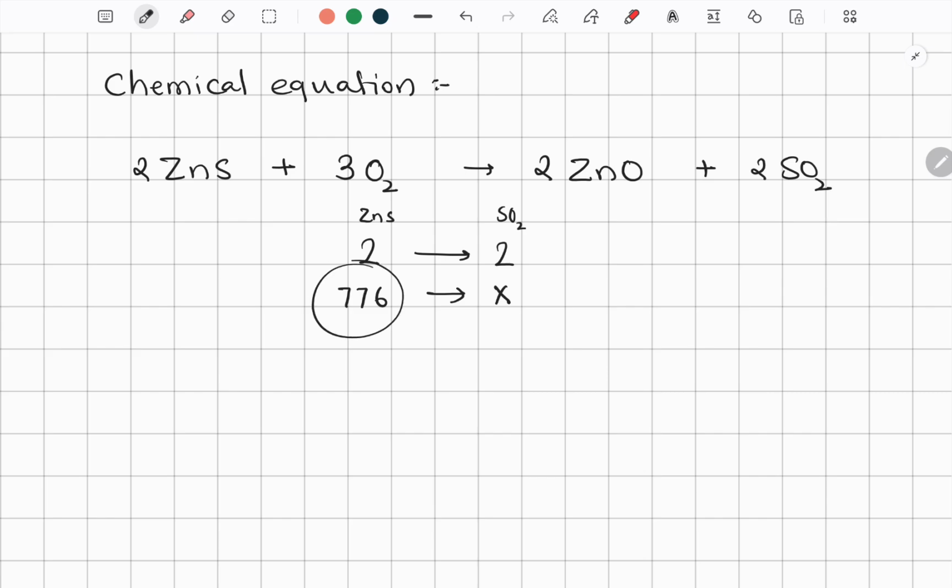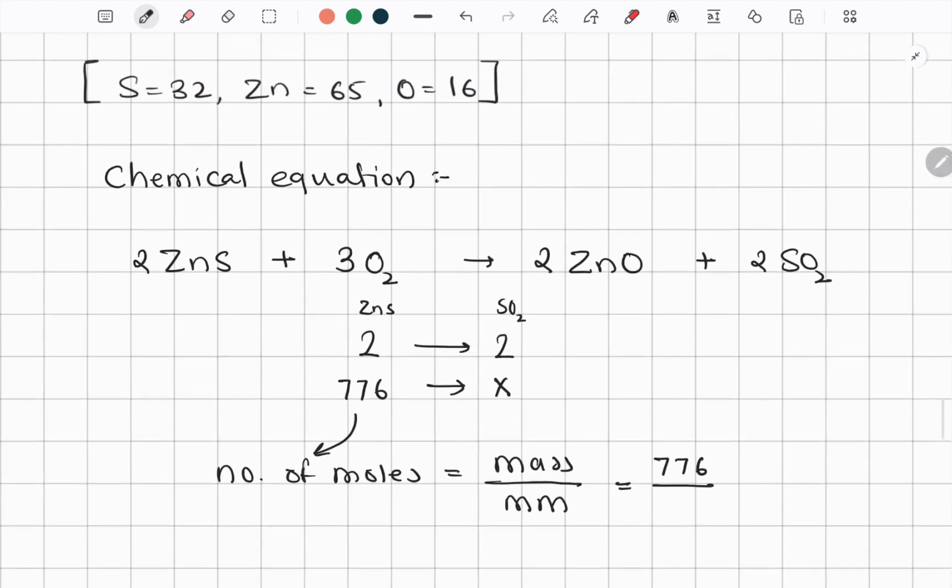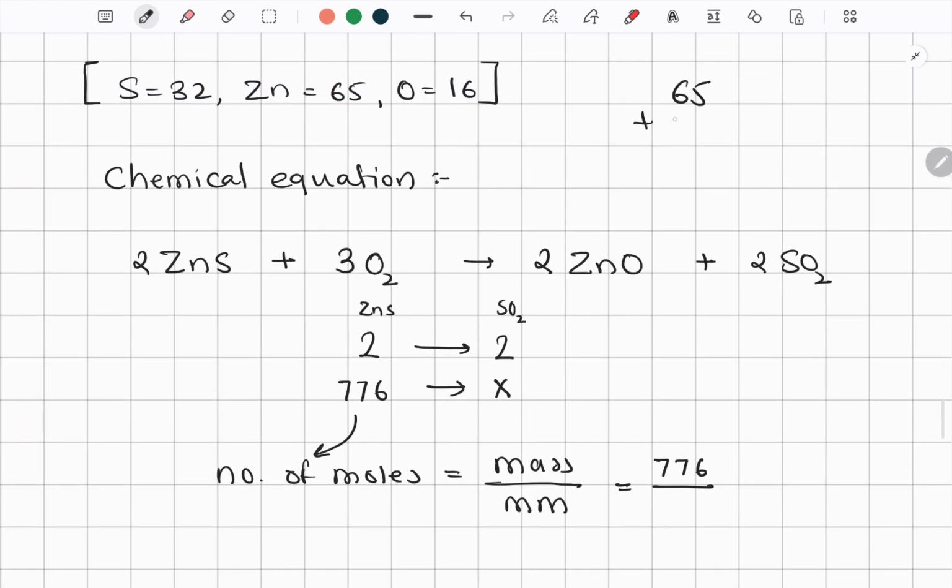But sir, here we cannot use gram. We have to convert this into moles. But how can I convert 776 into number of moles? The number of moles is given by mass upon molecular mass. Definitely I can use it. It will give me the number of moles. What is the mass given? Mass given is 776 gram. And what is the molecular mass of zinc sulfide, ZnS? Sir, zinc is 65 plus sulfur is 32.